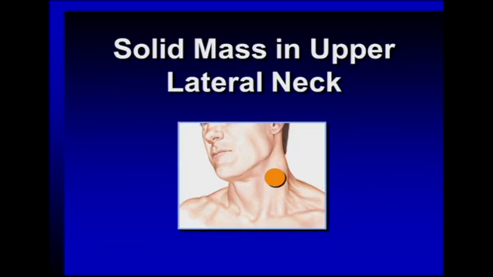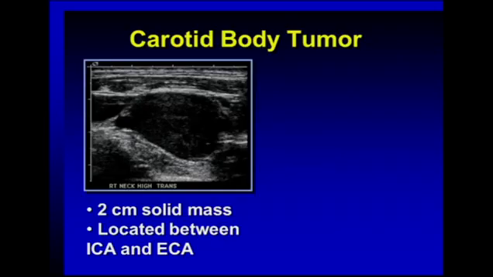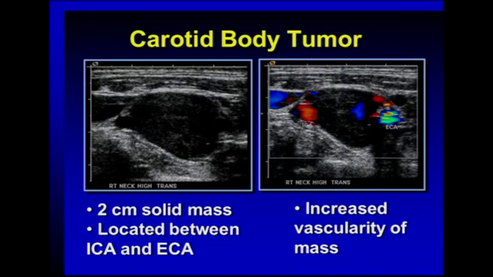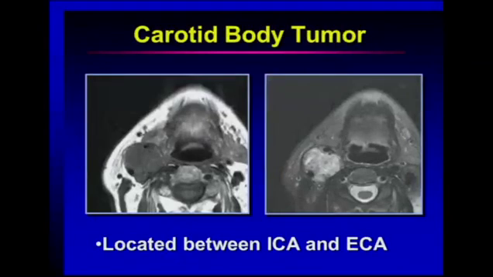A less common type of mass would be the patient who presents with a solid mass in the upper lateral neck. Here we see a solid structure, 2 centimeters in size, located between the internal and external carotid arteries. On color Doppler imaging, we can see the vessels surrounding the mass itself, which has some blood flow within it. And this is a typical appearance of a carotid body tumor.